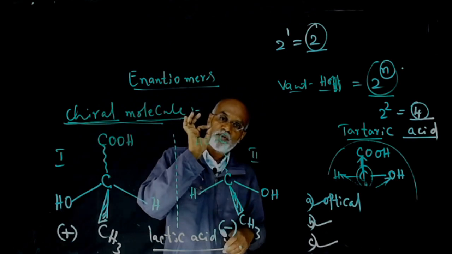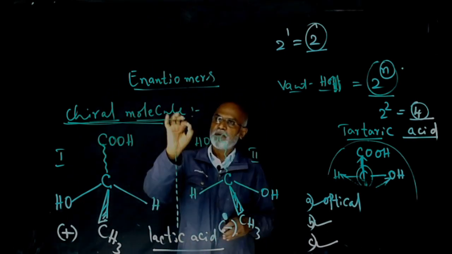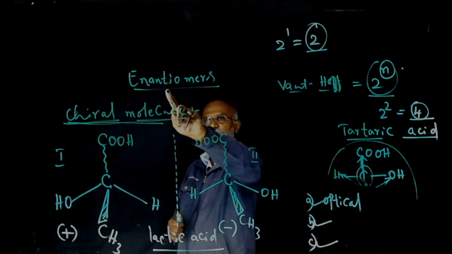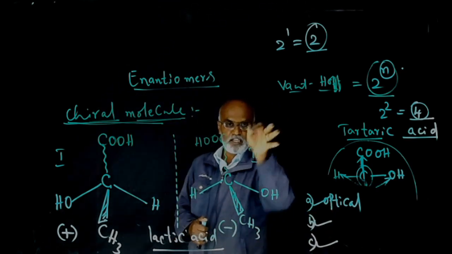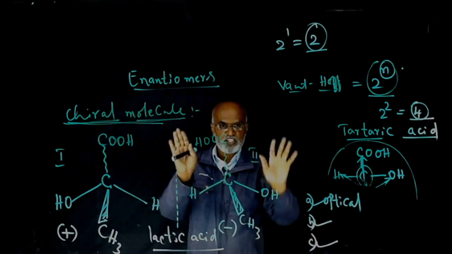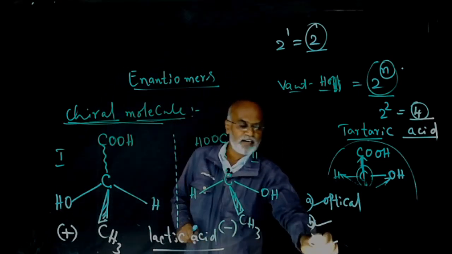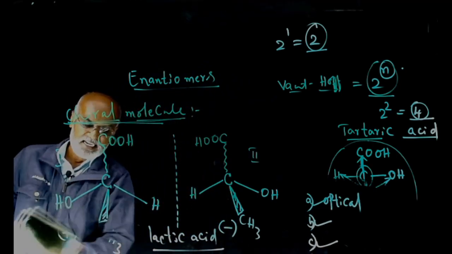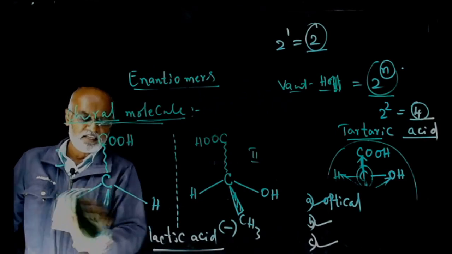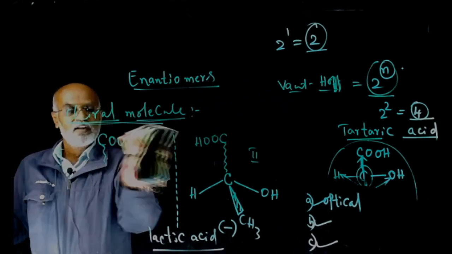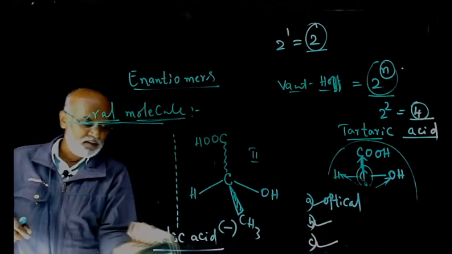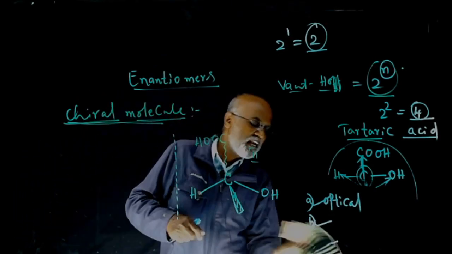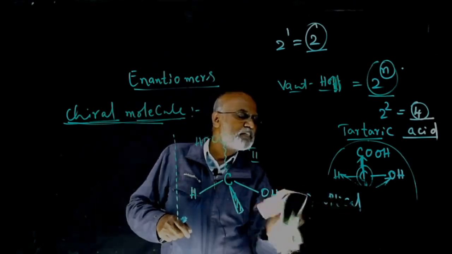I hope you understand the meaning of enantiomers, and the conditions that must be satisfied to call compounds enantiomers. A pair of optical isomers related with each other as an object and mirror image and non-superimposable on one another are called enantiomers. Examples: plus lactic acid and minus lactic acid. Now, enantiomers rotate the plane polarized light to the same extent but in opposite directions.